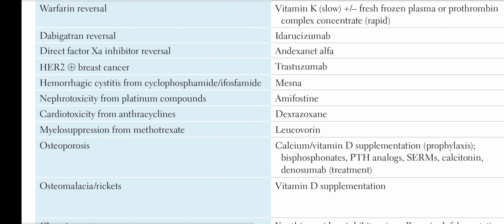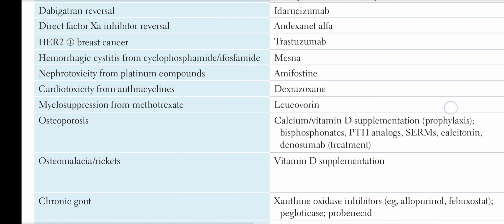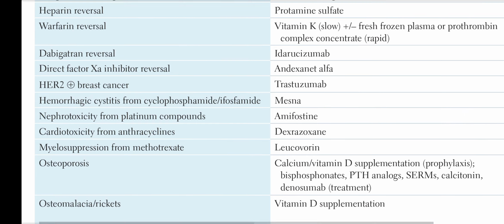Osteomalacia and rickets, vitamin D supplementation is given. For osteoporosis, calcium or vitamin D supplements are for prophylaxis. Bisphosphonates, PTH analogs, SERMs, calcitonin and denosumab are for treatment.